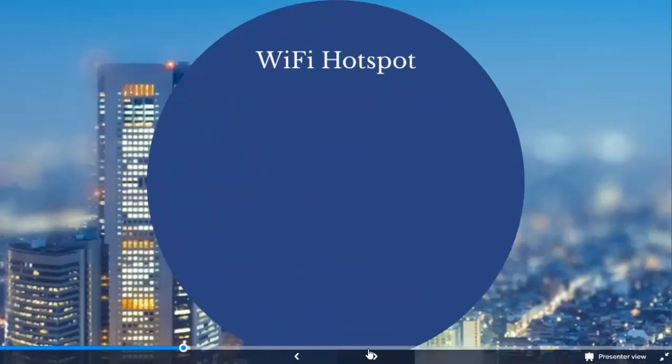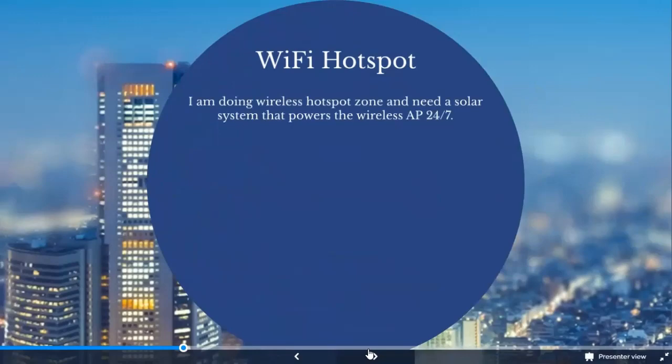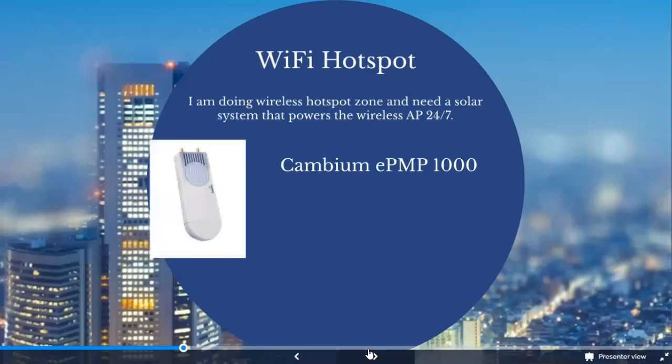So here's another example, Wi-Fi hotspot. They're doing a wireless hotspot zone and needed solar to power this completely off grid. They need it running 24 hours a day. They're using the Cambium EPMP 1000, which, pulling up the data sheet, was just 5 watts typical output at 24 volt PoE. And they're installing in Gambia, West Africa.